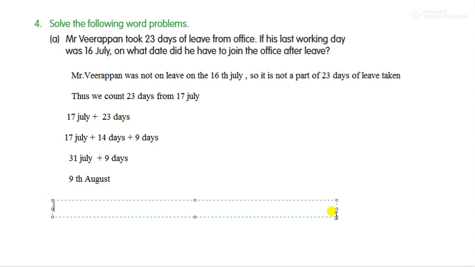So write down here: Mr. Birappan will join back to his office on 9th August.